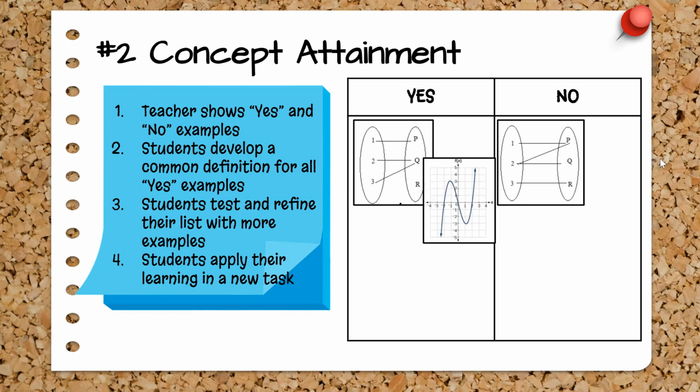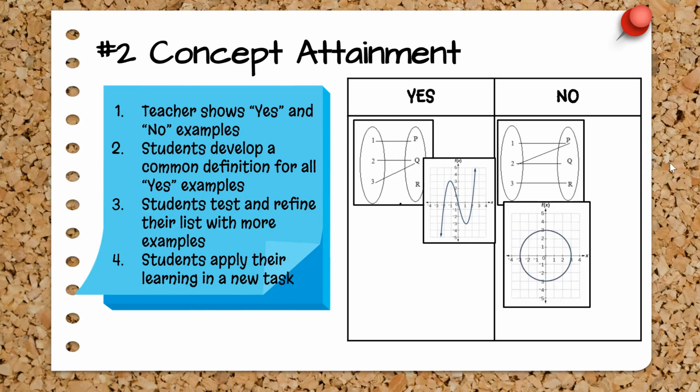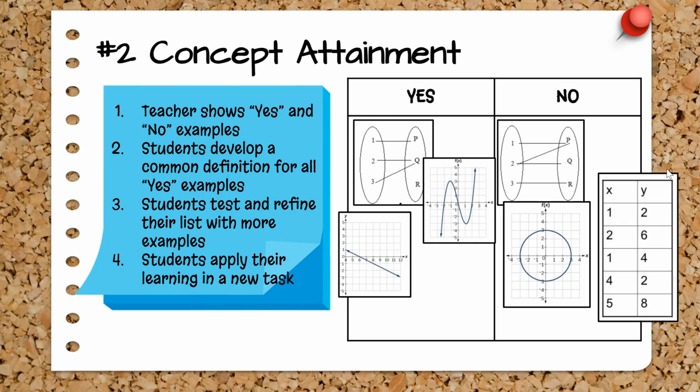This is a yes, so maybe my students are noticing, oh, it doesn't just have to be a map, it could be a graph. But this is a no. So now they're starting to think about what makes a yes and what makes a no a no. Here's another example of a yes on a graph. Ooh, but this one is a no. So maybe I've tricked them into thinking a table of values is a no. Oh, but no, this is an example of a yes.